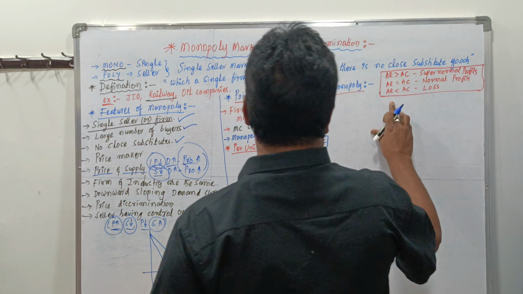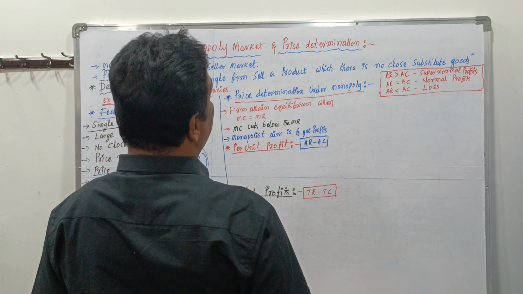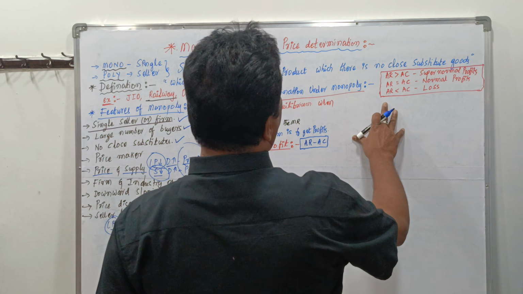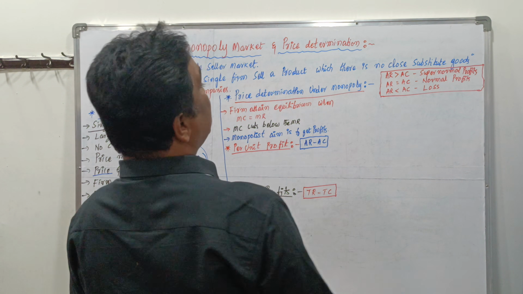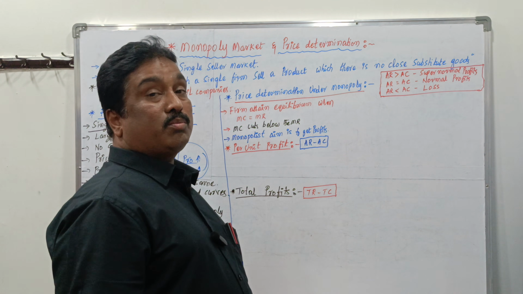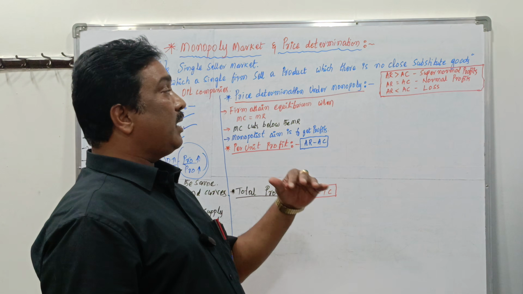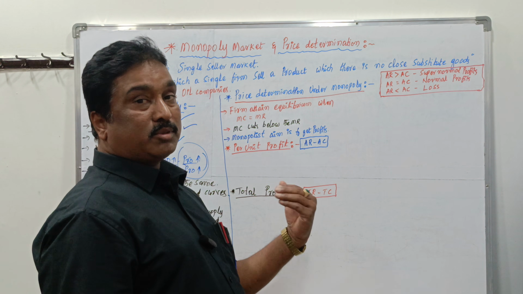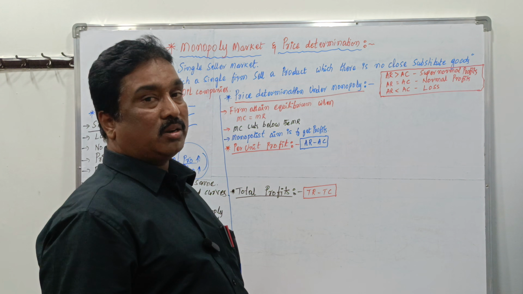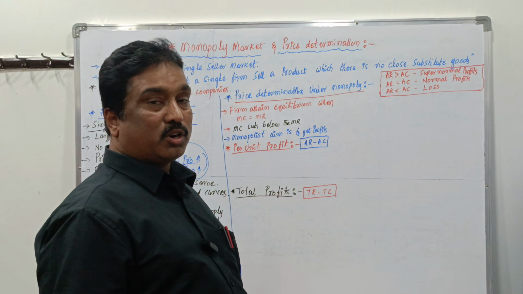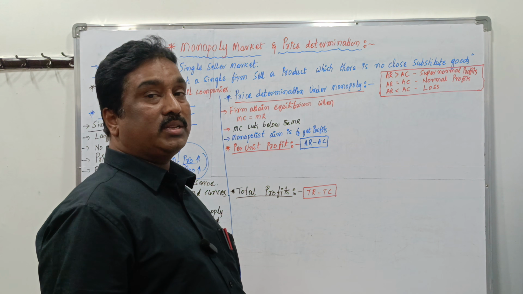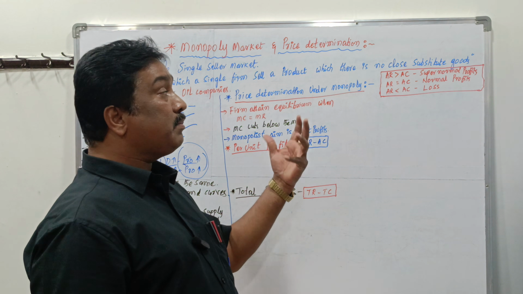I am showing here some rules about price determination in the short run. There are three types of profits. In the short run, the monopolist sometimes gets supernormal profits, sometimes normal profits, and sometimes losses also. So how do they get supernormal profits, normal profits, and sometimes losses? What is the main reason?